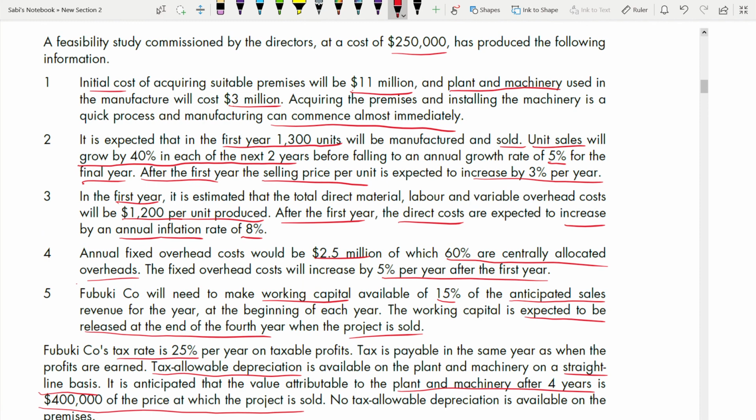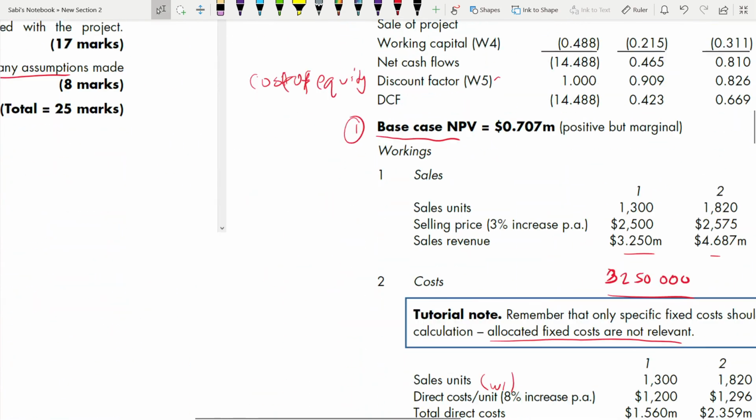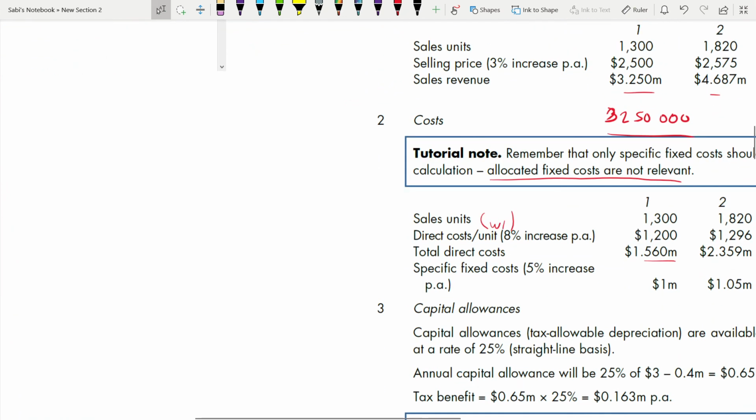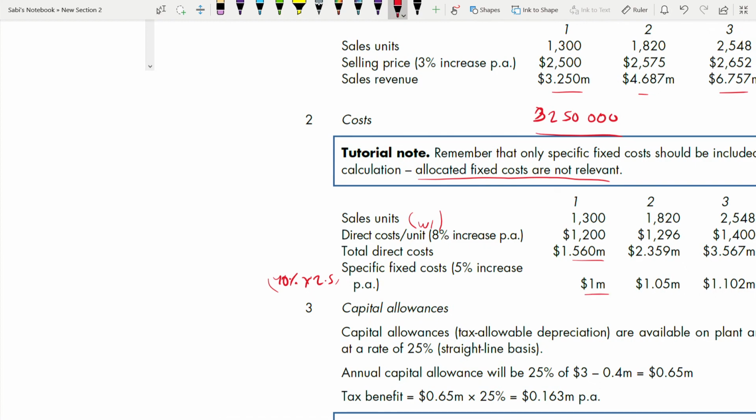Annual fixed overhead cost will be 2.5 million, of which 60% are centrally allocated overheads. Okay, so since it is 60%, that means 40% of 2.5. Okay, 40% of 2.5, I'll write it here in front of the capital cost. 40% is not allocated, of 2.5, which is 1 million. That's why it is 1 million. Then you keep increasing it by 5%.